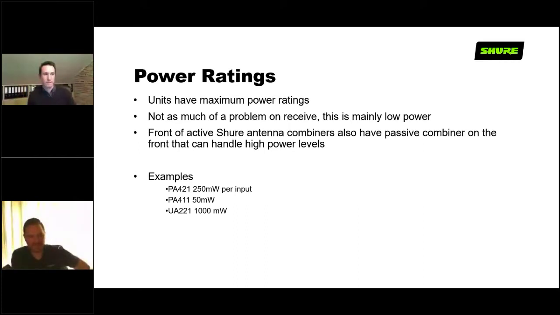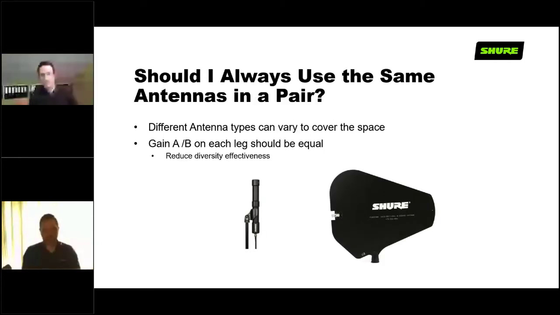Some examples here, there's the PA421, 250 milliwatt input. The UA221 splitter has 1,000 milliwatts total. So just keep in mind as you're on the transmit side of things and setting up your distribution, you should check your manual for the power ratings of the products to make sure you're not exceeding that. Generally speaking, products come in families and tiers that make sense for one another, and those products are designed to work well with one another. But in a scenario where you're matching, make sure you check your power settings.